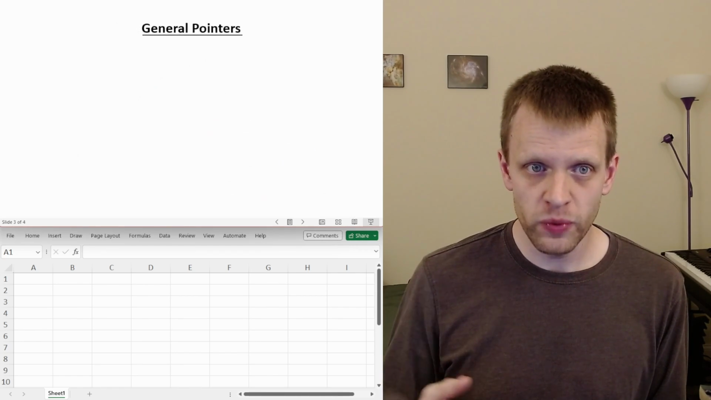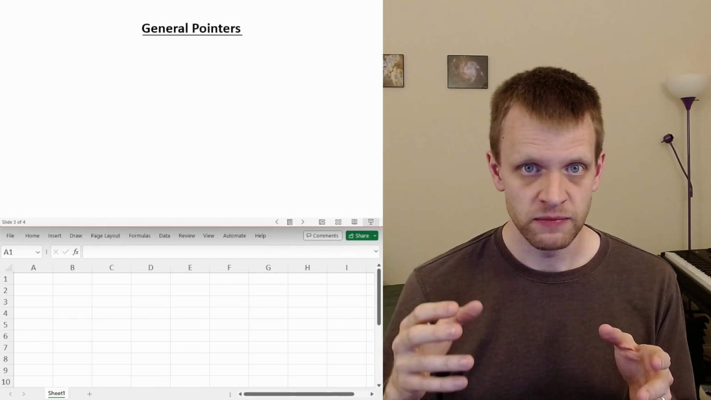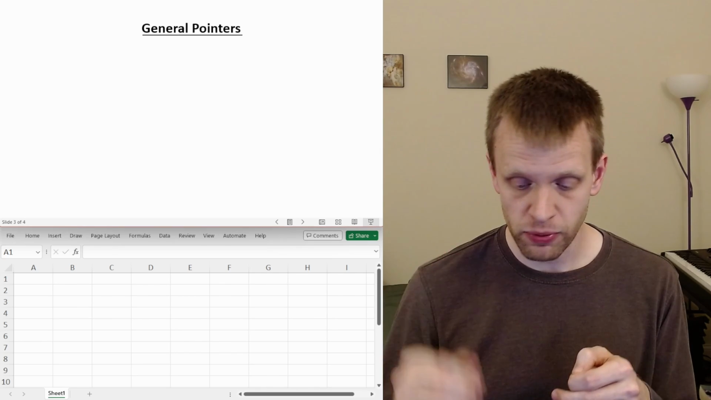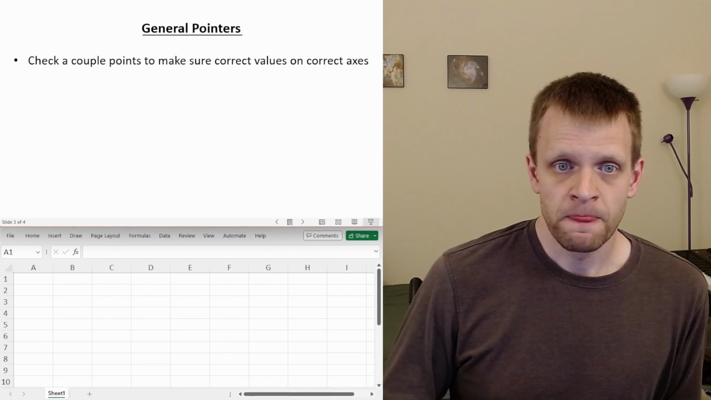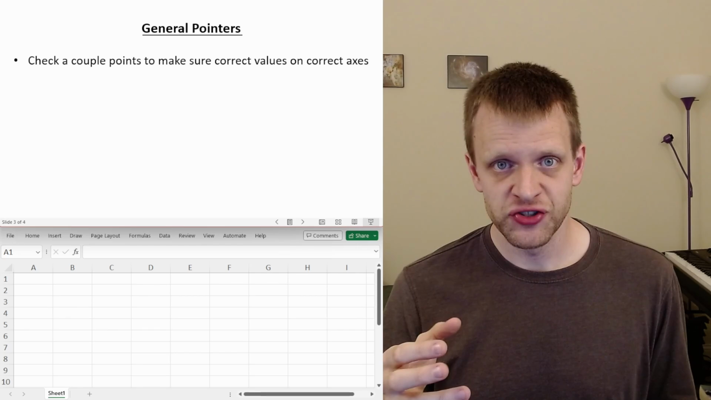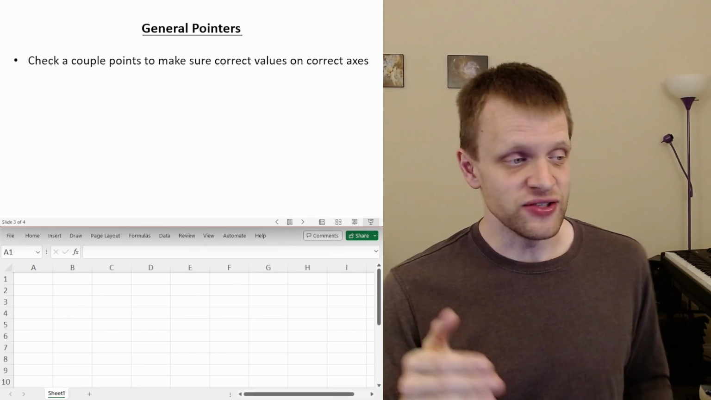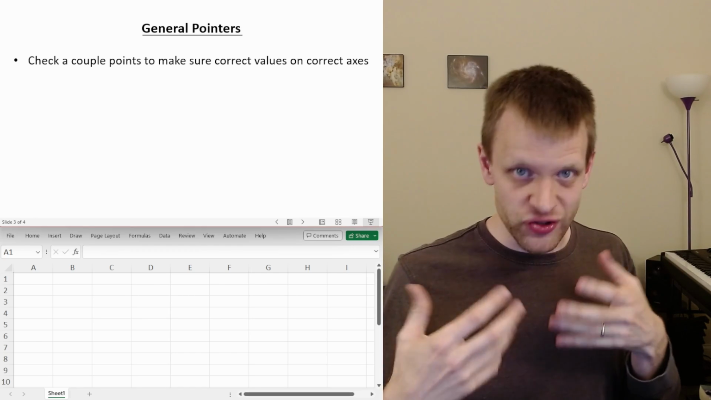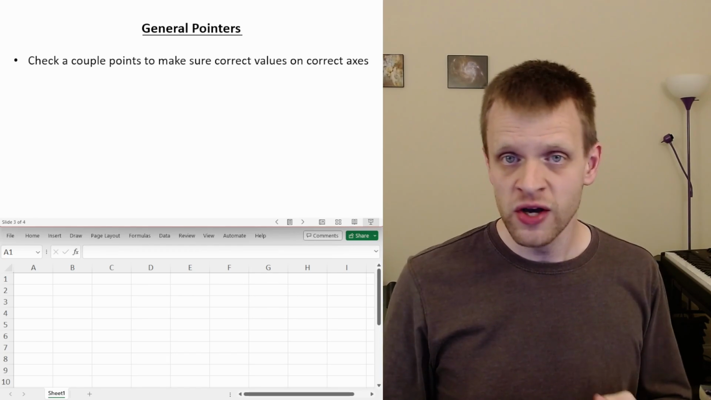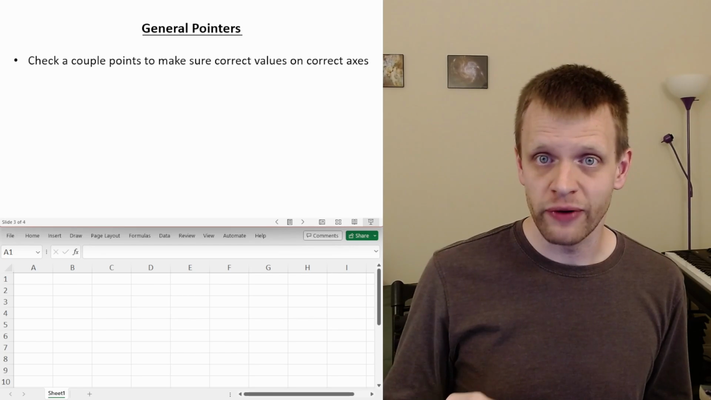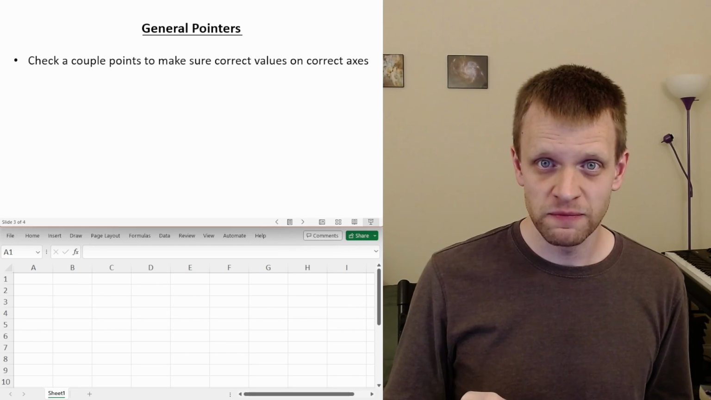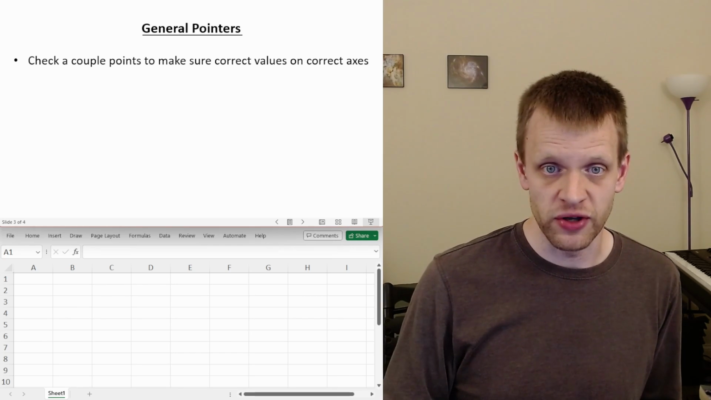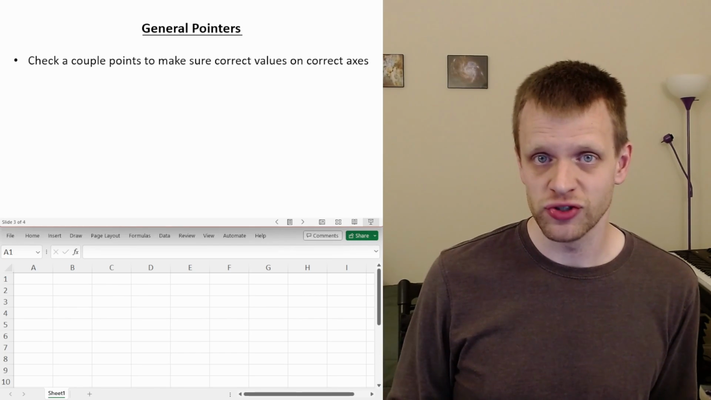So before we jump into the specifics of each individual program, Excel, Google Sheets, and LoggerPro, some general pointers. When you're making these graphs, it can be really easy to switch which variable is on which axis. And that's going to change how we interpret that data. It's going to change the best fit equation. So when you make this graph, I strongly recommend you pick a couple of points from your data set and check that those data points are in the right spots on the graph to make sure that you have the correct values on the correct axes.